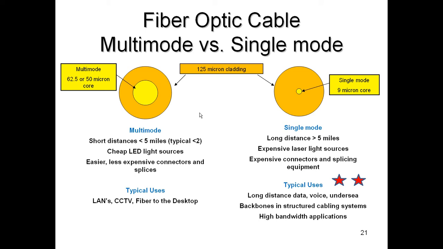Now, our single mode fiber on the right-hand side goes much further distance. We can go out to 60 miles on a single mode fiber before we have to regenerate the signal. Single mode fiber is always going to use a laser light source. Lasers are more powerful lights. They're more expensive lights. Also, lasers turn on and off faster than an LED does.